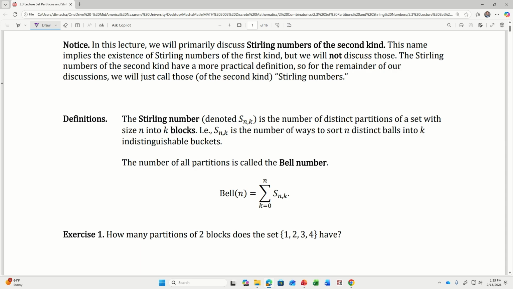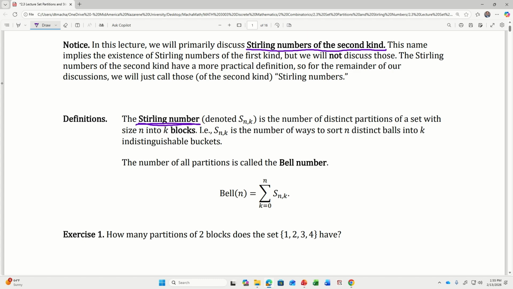We will only care about Stirling numbers of the second kind in this class. And if I say we care about the Stirling numbers of the second kind, that implies there are Stirling numbers of the first kind. Only, again, we're not going to care about those. We're not going to really study those. The more practical set of numbers is the Stirling numbers of the second kind. And so if I just say the word Stirling number, I'm talking about Stirling numbers of the second kind.